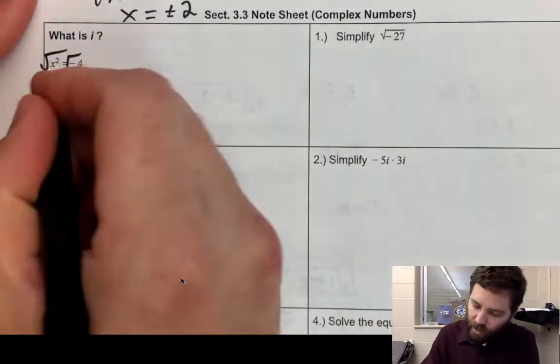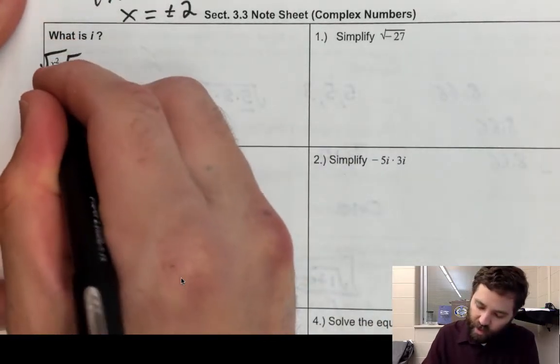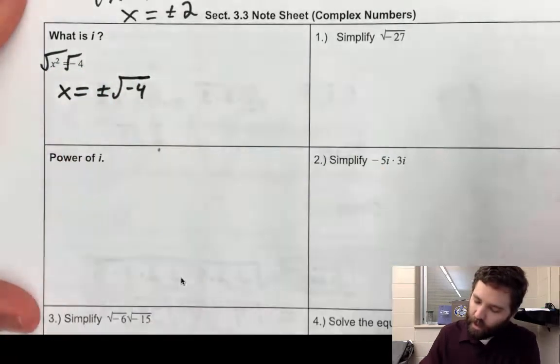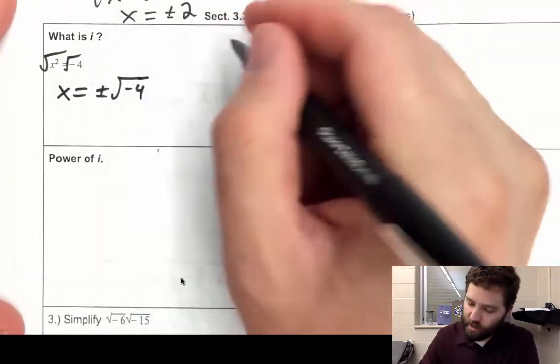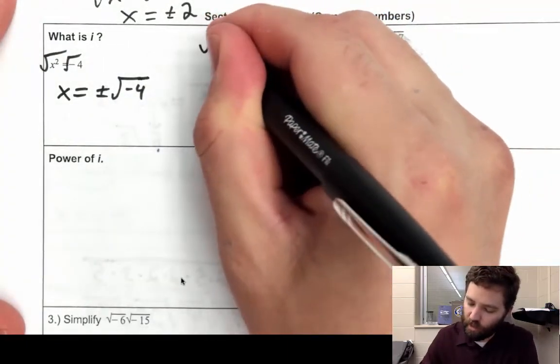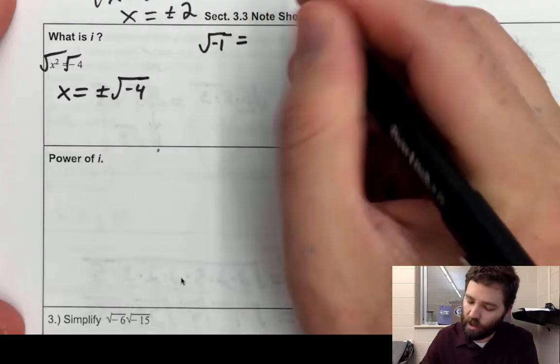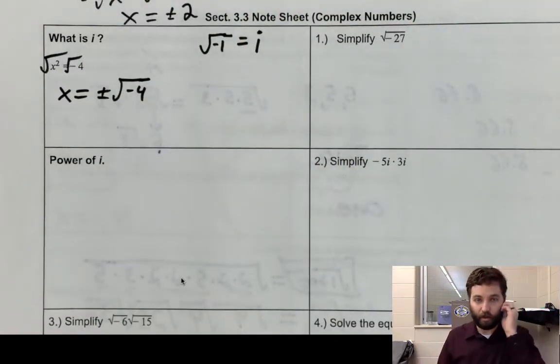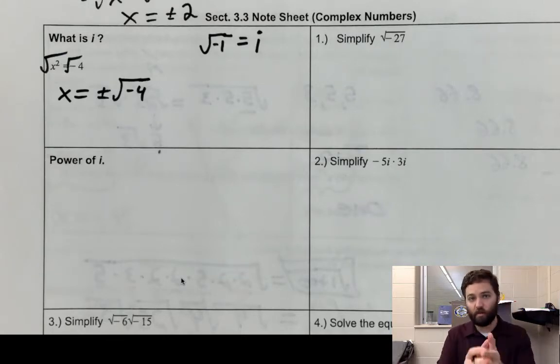So in this situation, what I would end up with is x equals plus or minus the square root of -4. And what I'd like to define right now is the square root of -1. We're going to call that the imaginary number i. So anytime you see the square root of -1, you can replace that with i. And that turns out to be pretty useful. And it does have applications in reality, even despite their name of imaginary numbers.